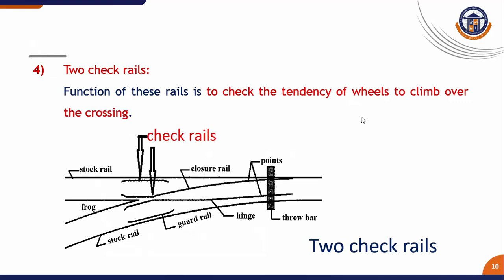You see the check rails. The stock rail, frog, guard rail, hinges and closer rail or the throw bar are the main components, mainly consisting of the two check rails. The function of the check rails is to check the tendency of the wheels to climb over the crossing. Whenever the crossing is needed, these check rails are mainly functioning.